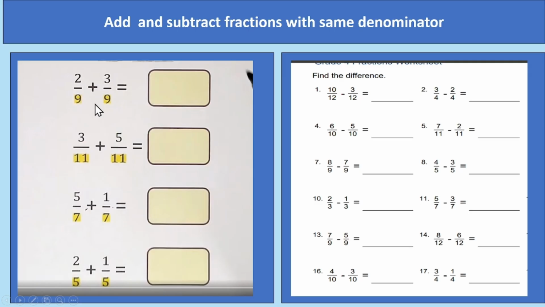I will leave these problems for you, and in the next lecture we will add and subtract fractions with different denominators.